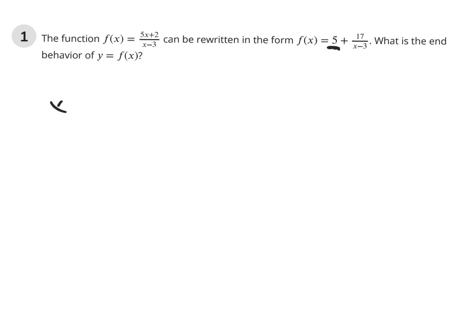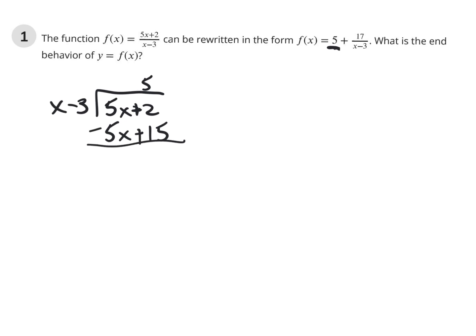So, if we do x minus 3 into 5x plus 2, what we get out is 5 times x is 5x, 5 times negative 3 is negative 15. Change both signs. We get 17 as our remainder. So that is 5 plus 17 over x minus 3. So horizontal asymptote, long division. Vertical asymptote, set the denominator equal to 0.